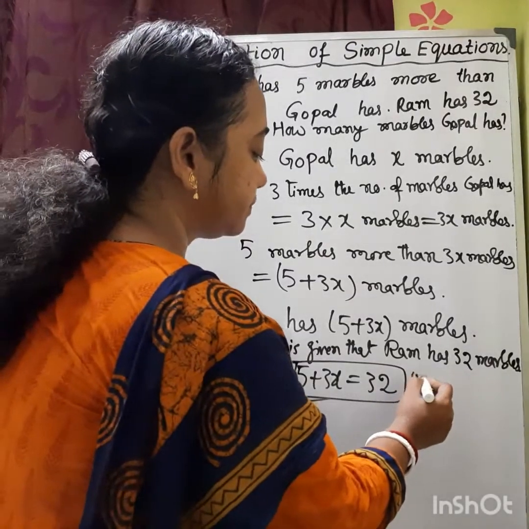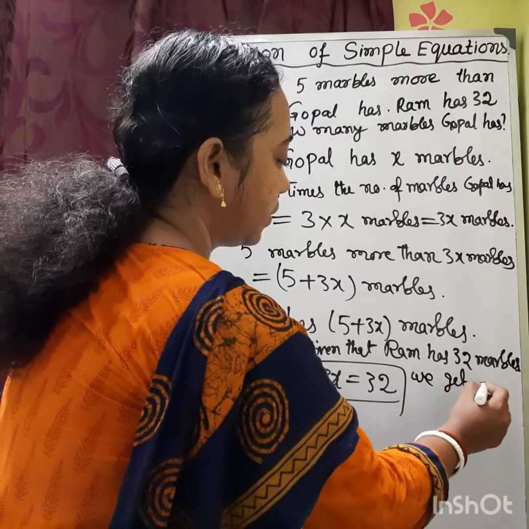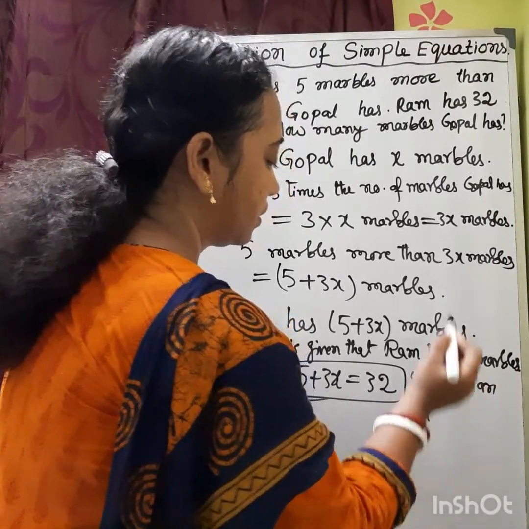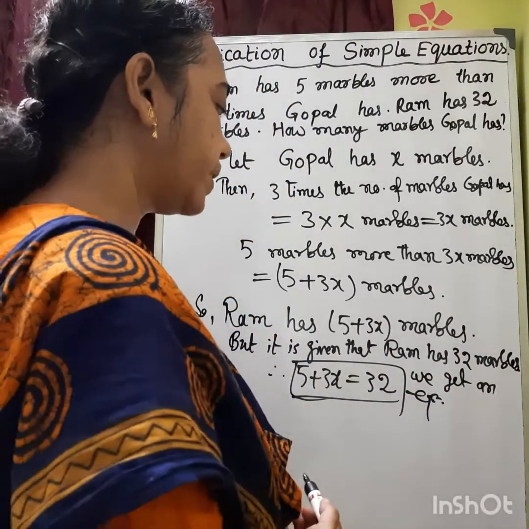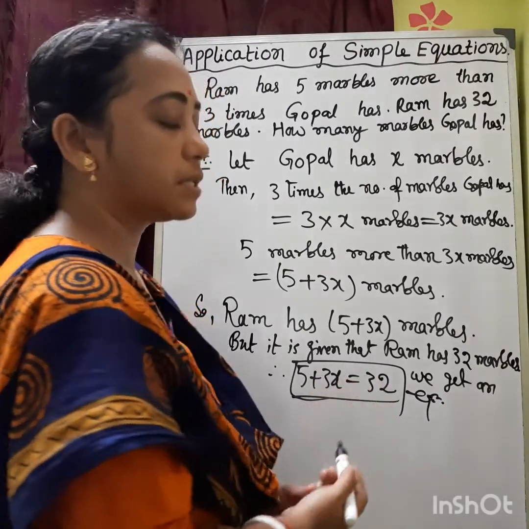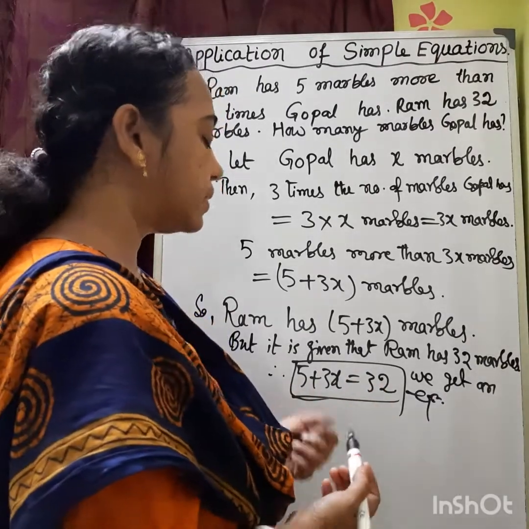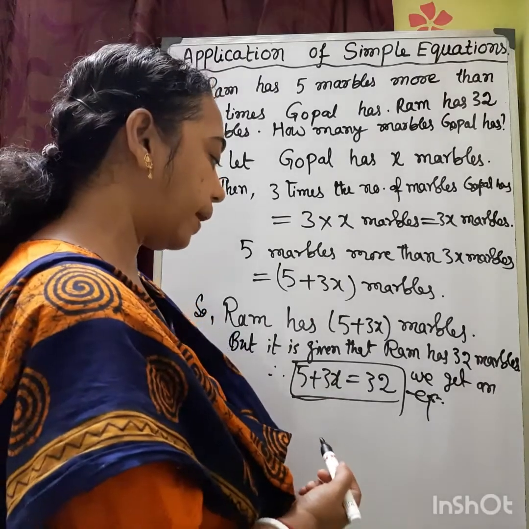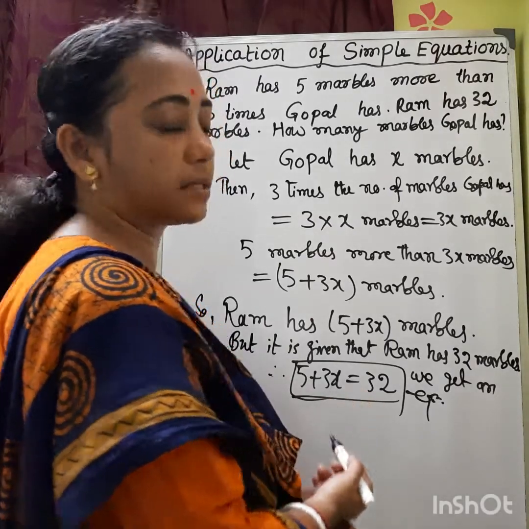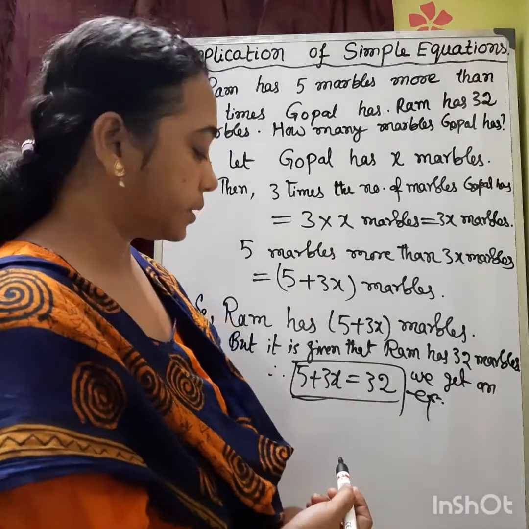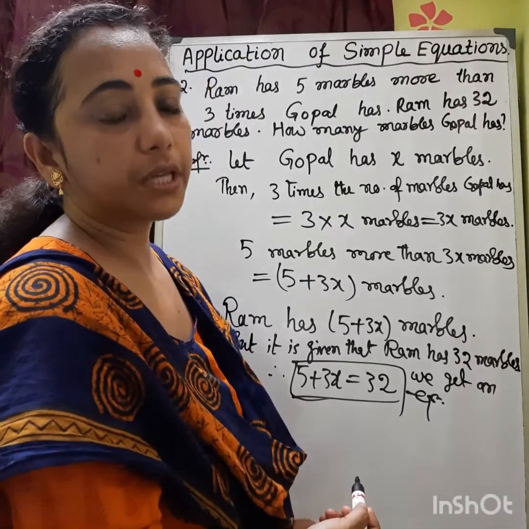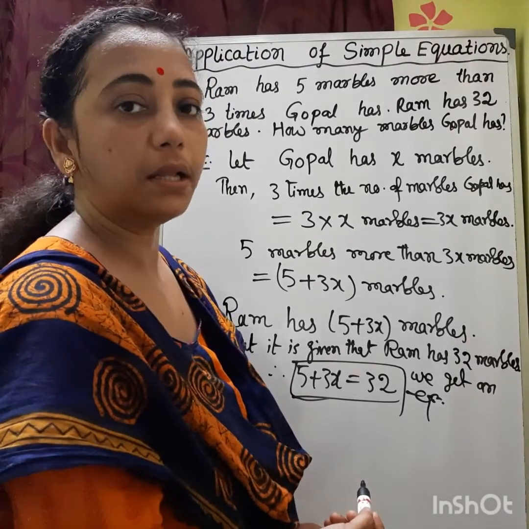So here we get an equation, that is 5 plus 3x is equal to 32. Now from this equation we need to find the unknown variable, that is x. For that we have to solve this equation, and that x will give the number of marbles Gopal has.